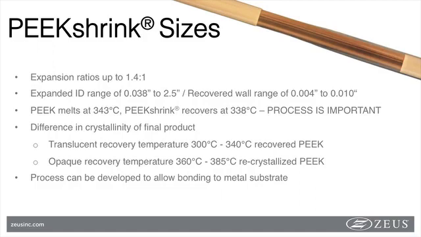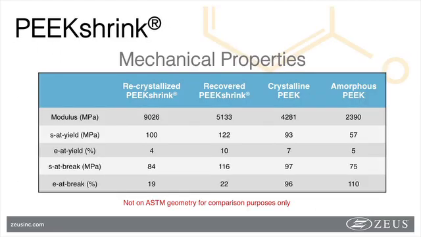Creating the bond begins with opaque recovery conditions. However, post-recovery heat may be necessary as well. I had mentioned such diverse mechanical properties of PEEK, which are heavily dependent on processing. Here we are comparing tensile properties of PEEK tubing and PEEK shrink when recovered and when recrystallized. Note that this data was collected on non-ASTM geometry and should be used for comparison purposes only.